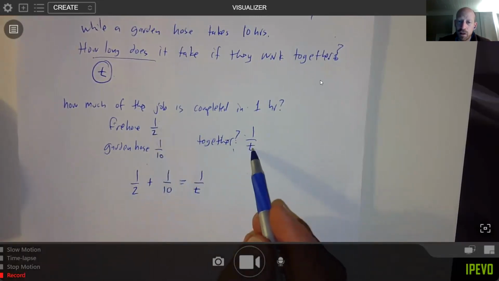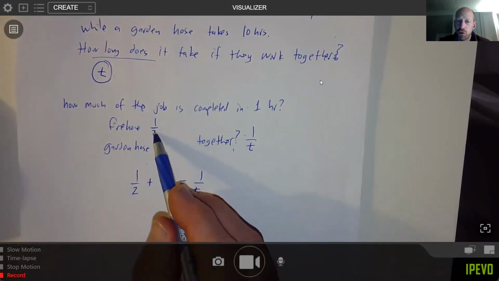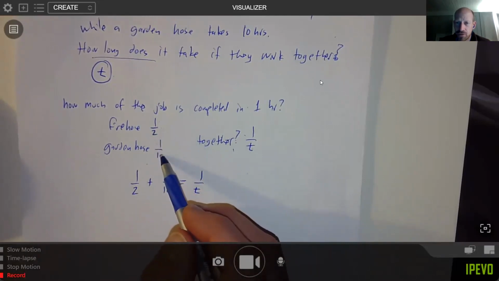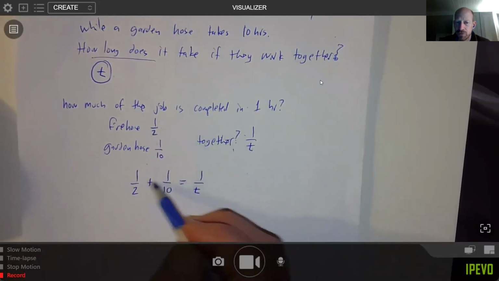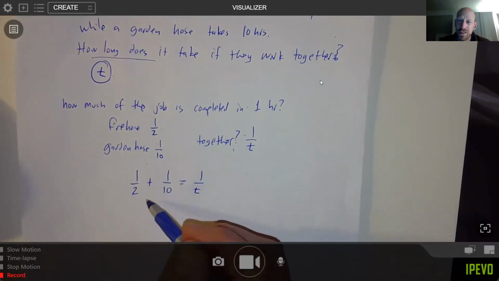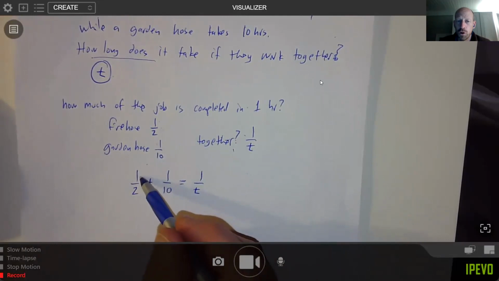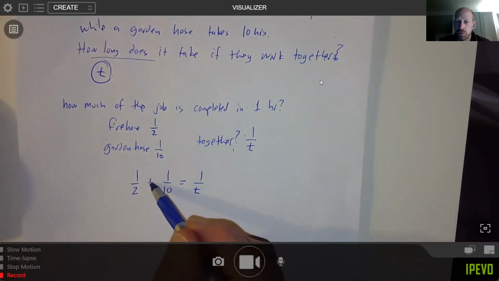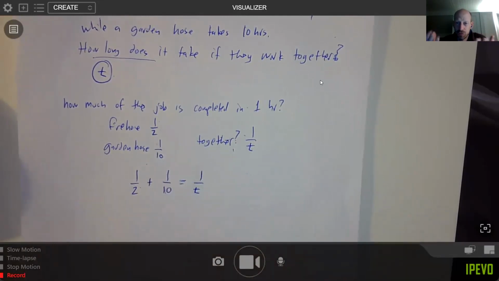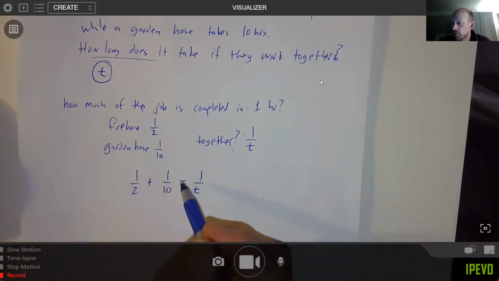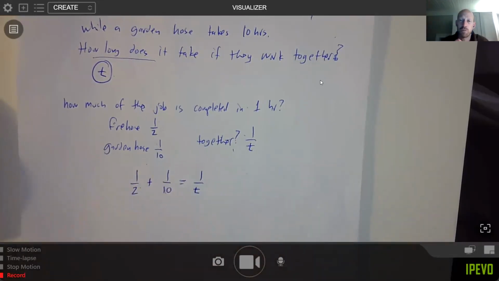Sometimes you might know how long it takes them together and not know how long one of these takes, so your variable could be in different spots. But it turns out this is the equation that you're going to use for these work problems: 1 over the time of each of the two individual pieces added together is going to equal 1 over the total time when they work together. Let's solve this for T and see if we get an answer that seems reasonable.